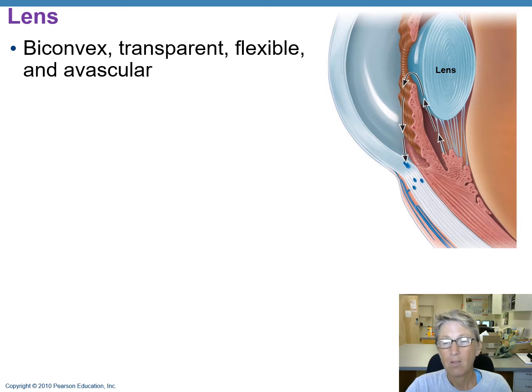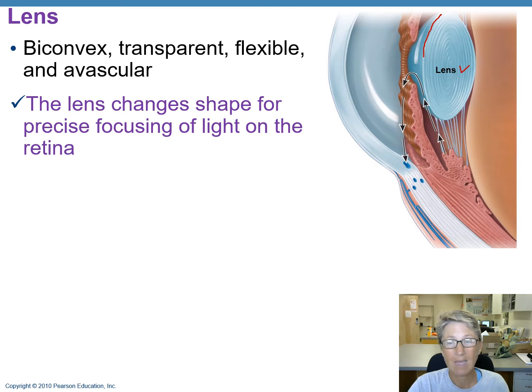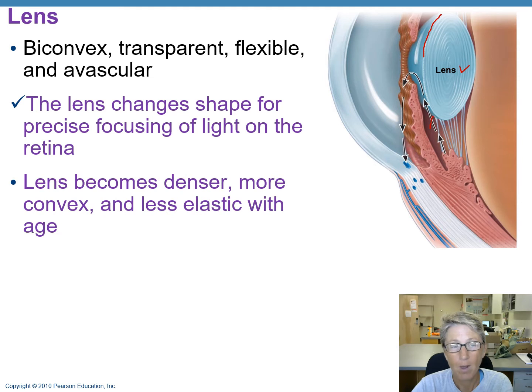So the lens, now let's talk about the lens. It's biconvex. It's transparent, flexible, and avascular. So avascular means there's no blood vessels in it. But that aqueous humor can help supply what you need from the blood, which is oxygen and glucose and other things, to those cells that live in the lens. You're going to change the shape of the lens for precise focusing of light on the retina.